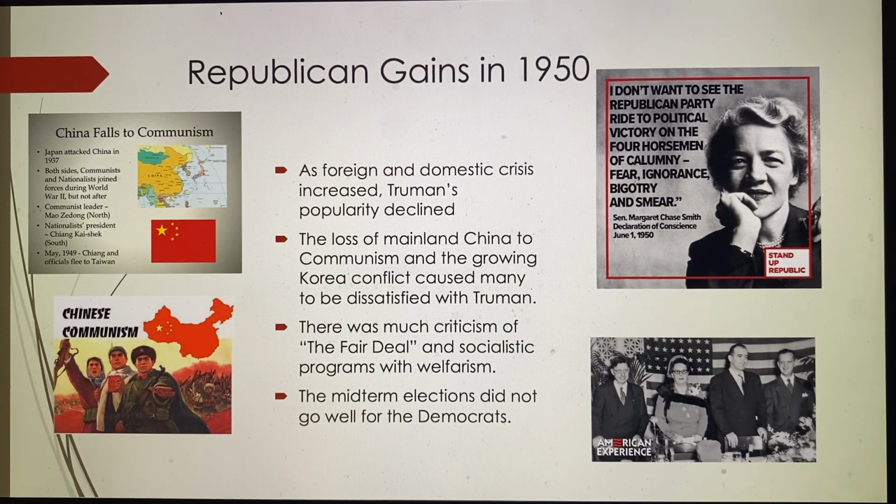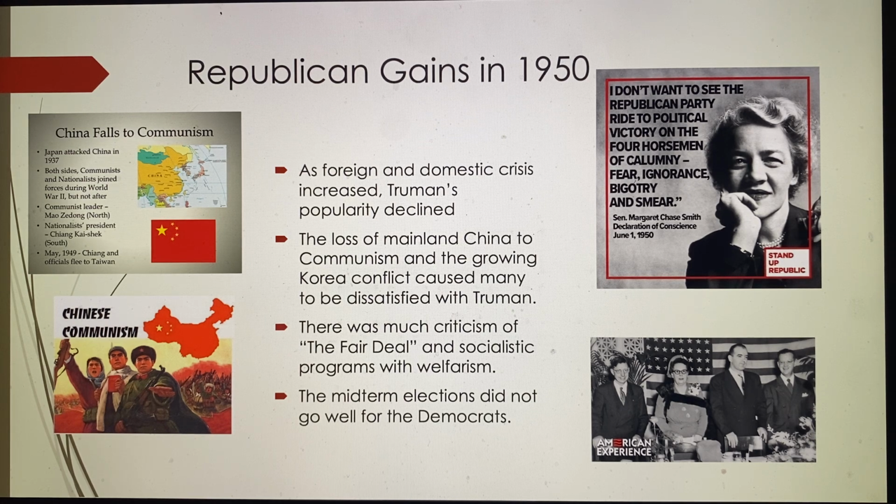Republican gains in 1950. As foreign and domestic crisis increased, Truman's popularity declined. The loss of mainland China to communism and the growing Korea conflict into war caused many to be dissatisfied with Truman. Now you wonder, was it his fault that China fell to communism? Well, they were looking at what was happening with communism, thinking how socialism leads to communism and such. In China, communism was rising. In fact, China fell to communism.